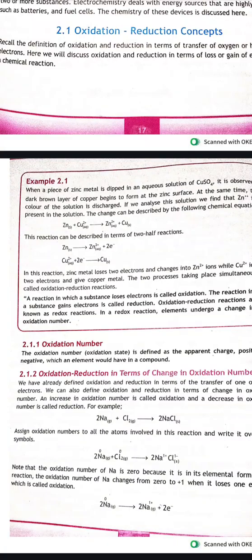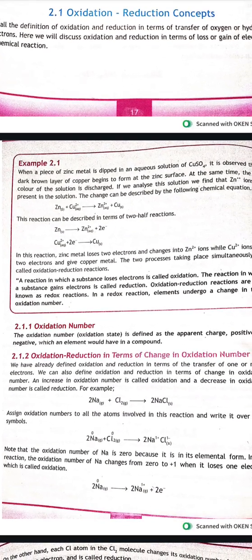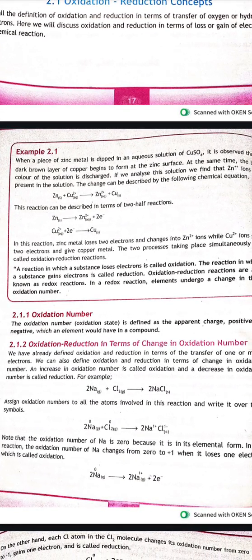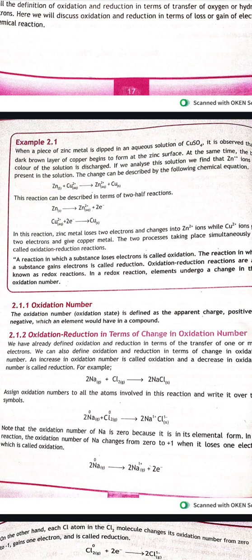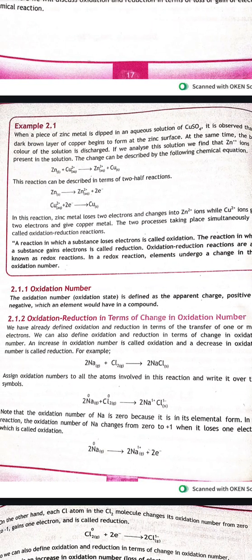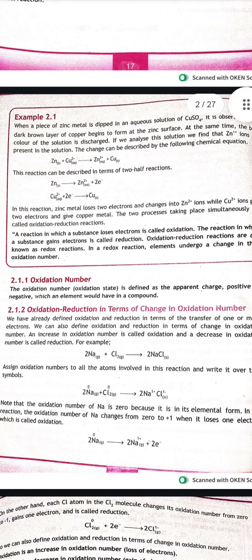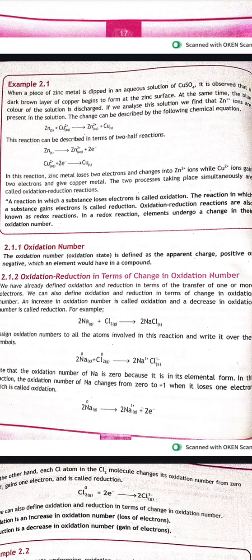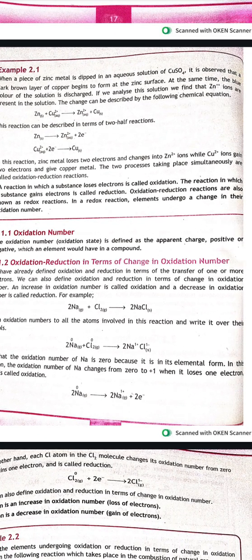The reaction can be described in terms of two half reactions. Zn gives Zn2+ + 2e-, and Cu2+ + 2e- gives Cu. In the first one, there is loss of electrons, so oxidation is happening. In the second reaction, reduction is happening. So these two processes are simultaneously happening, and they are called the oxidation-reduction reaction. A reaction in which a substance loses electrons is oxidation. The reaction in which a substance gains electrons is a reduction reaction.